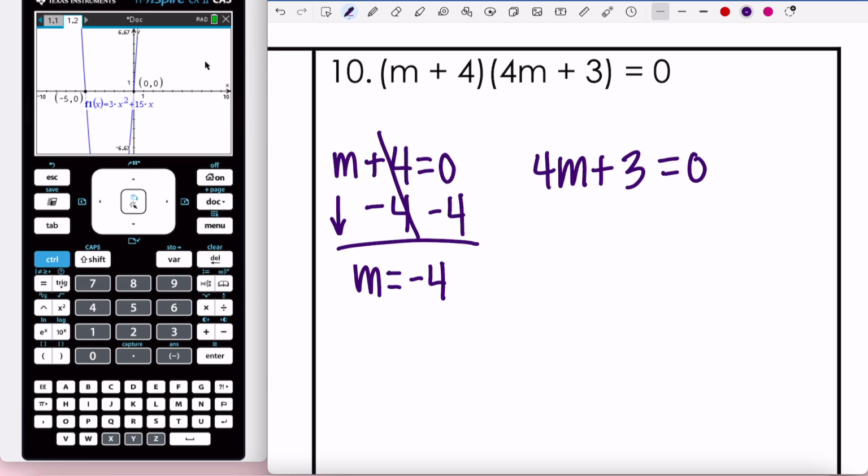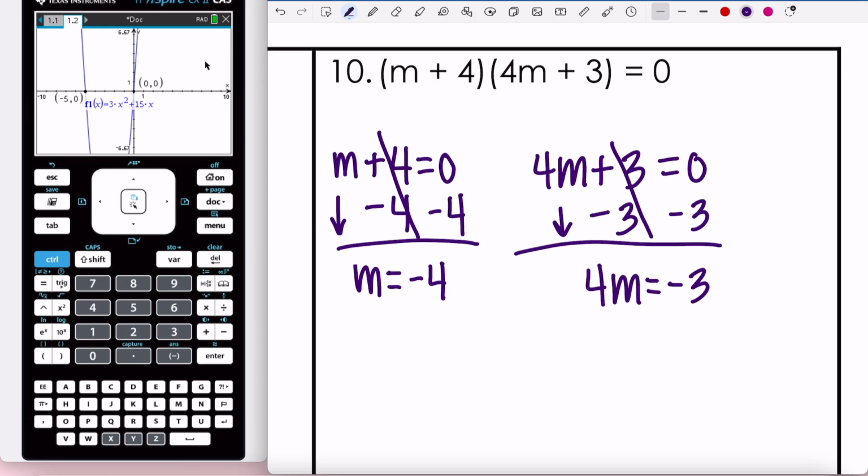Looking at my second equation, we have 4m plus 3 equals 0. So first step, I'm going to move over the 3 using the inverse operation. Drop down 4m equals -3. Last step, divide by 4. So here I end up with m equals -3 over 4.